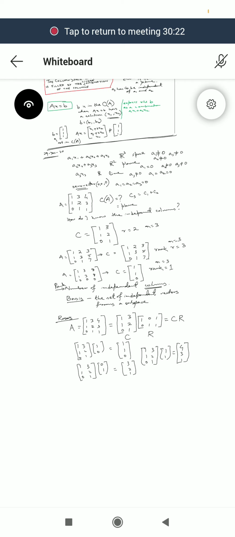Now, in the other way, for each set of columns, each set of rows is also there. So rank is nothing but the number of independent columns. I can also write it as an independent set of rows.